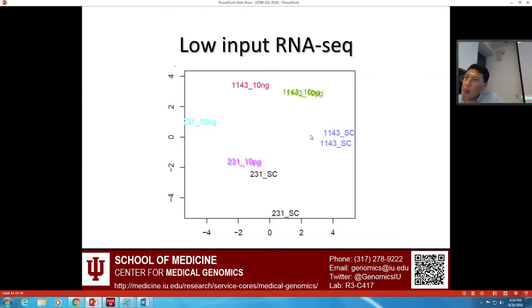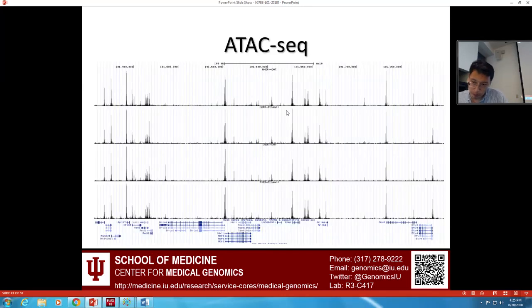So you can see there's a batch effect, and for sure, because the protocols are slightly different, but you can see clearly the general trend, the global gene expression patterns are being identified and preserved.